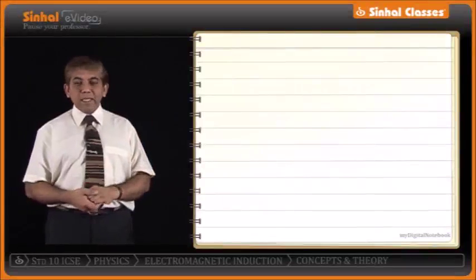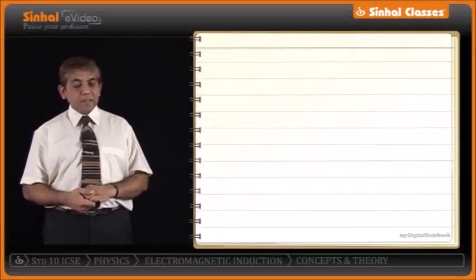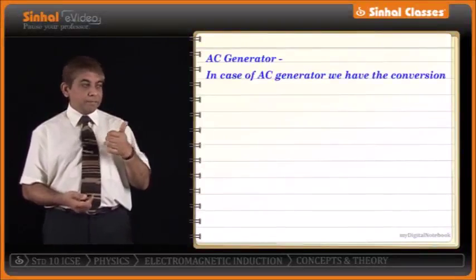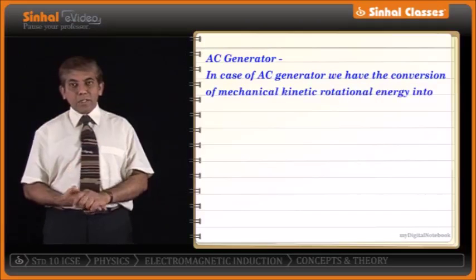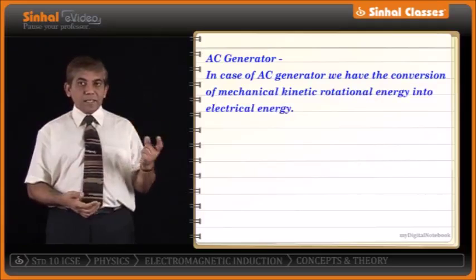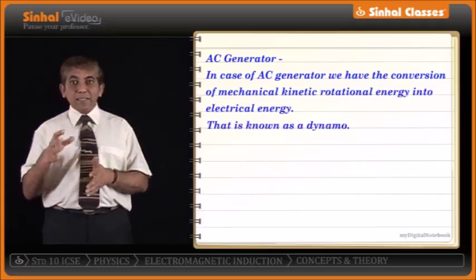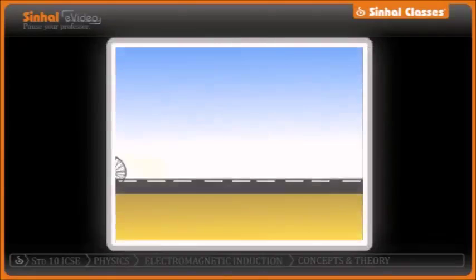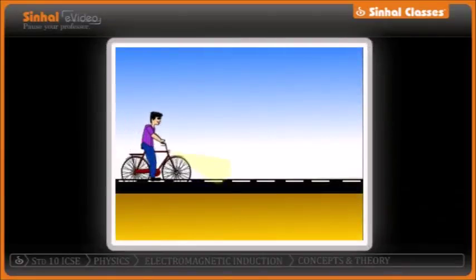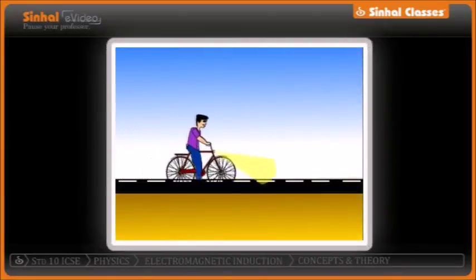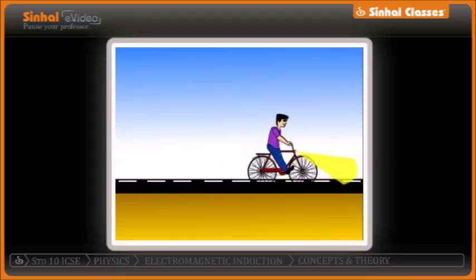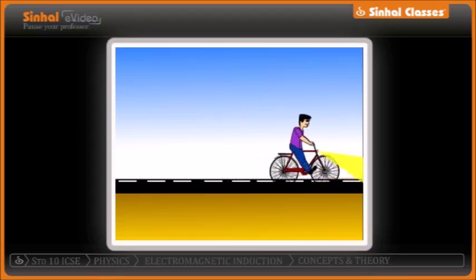The third appliance that I consider is an AC generator. In the case of an AC generator, we have the conversion of mechanical kinetic rotational energy into electrical energy. That's something known as a dynamo. You must have seen in earlier days, even nowadays, a cycle that has been fitted with a torch lamp. The moment you keep on paddling the bicycle faster and faster, that means you are supplying it with larger mechanical kinetic rotational energy.